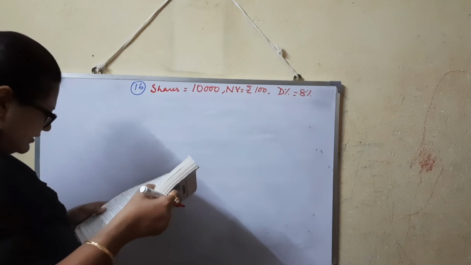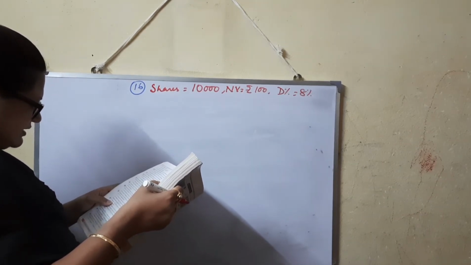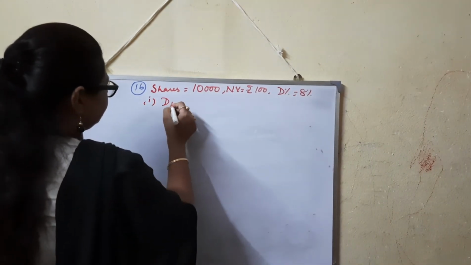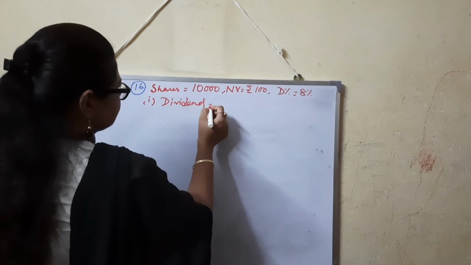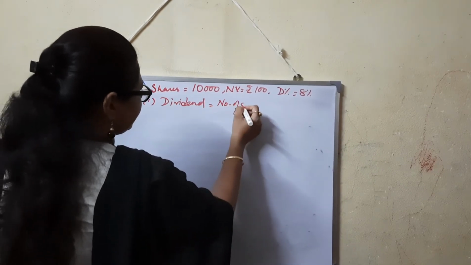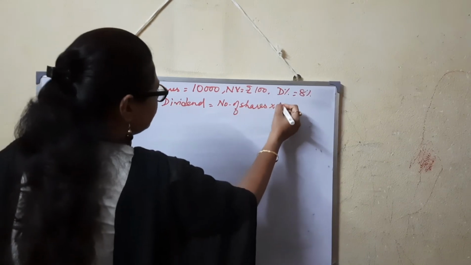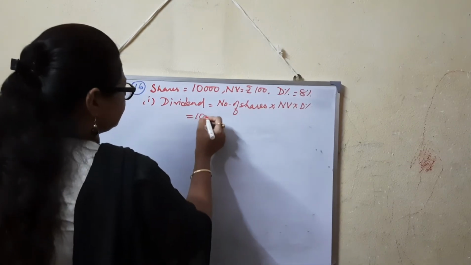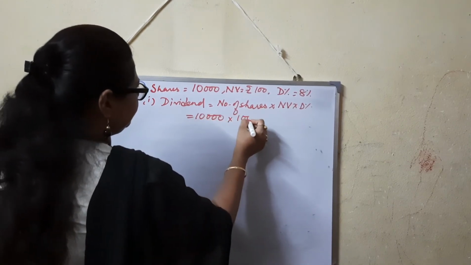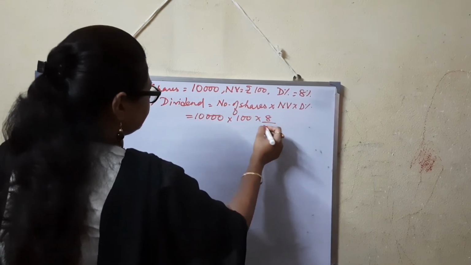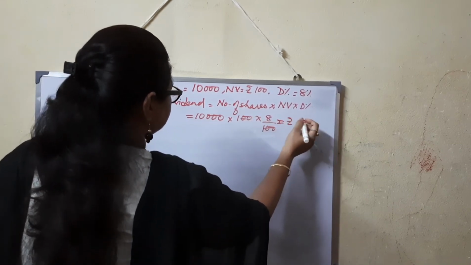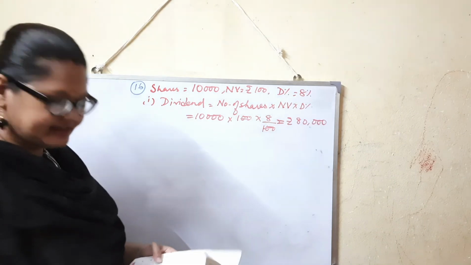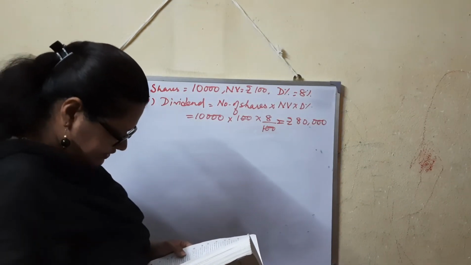First one, calculate the total amount of dividend paid by the company. The total dividend that is paid by the company. Total dividend means for all the shares. So the formula, number of shares into nominal value into dividend percent. 10,000 into 100 into 8 by 100. So how much? Equal to rupees 80,000 is the dividend which is paid in the entire year for all the shares by the particular company.